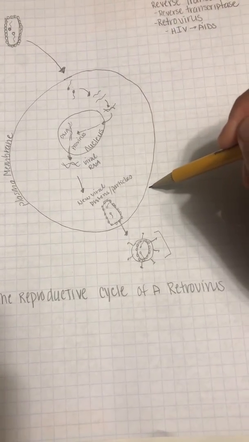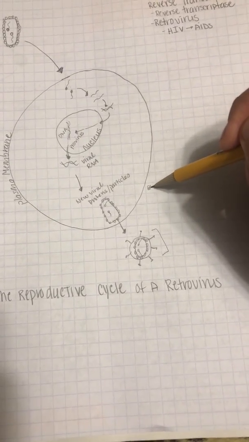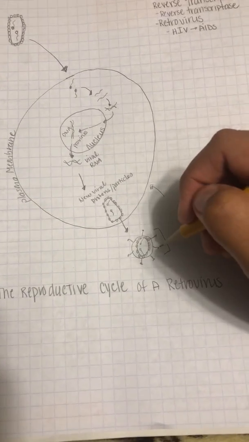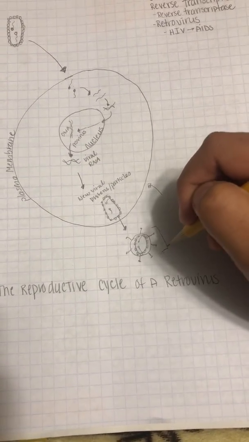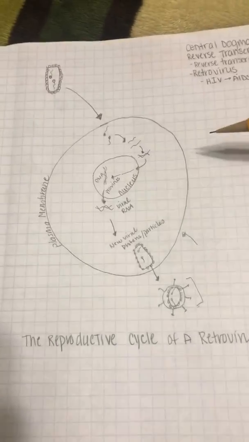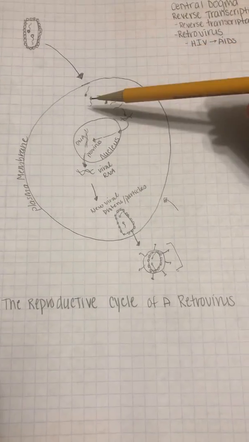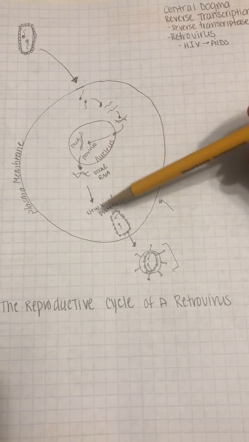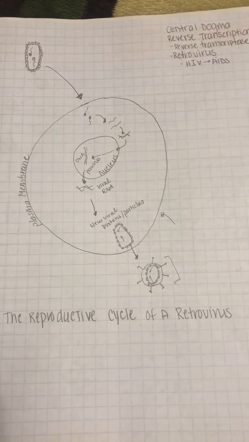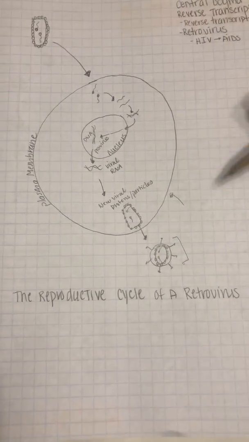And eventually, if we're talking about HIV, well, HIV leads to AIDS, but if we're talking about HIV, then this cell would probably die. And so this viral particle right here now can go on to another cell and do it all over again. And so that's the process of a retrovirus, being able to take RNA and make it into DNA instead of, what we're talking about, the central dogma, and how DNA templates can go to RNA. So that's the reproductive cycle of a retrovirus.